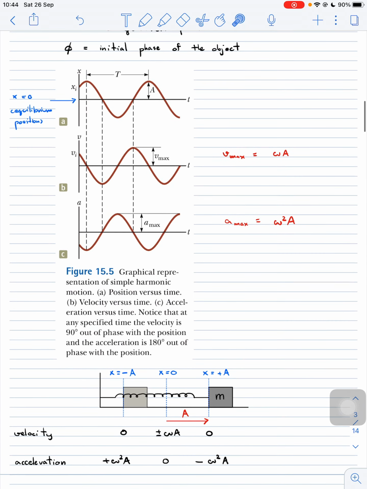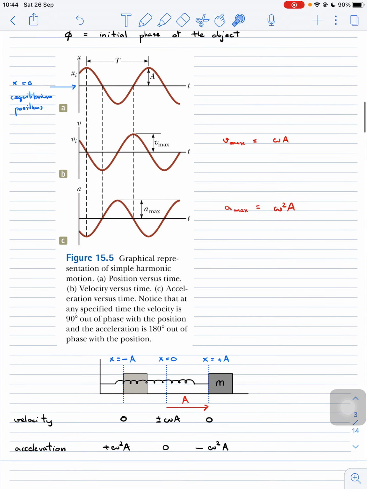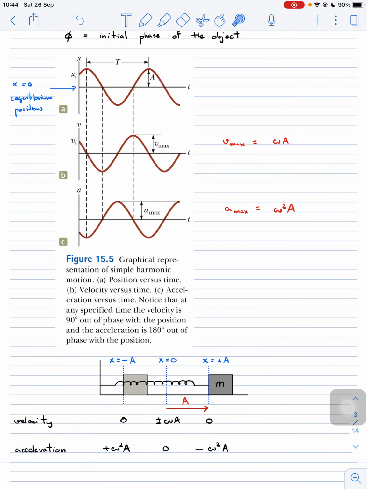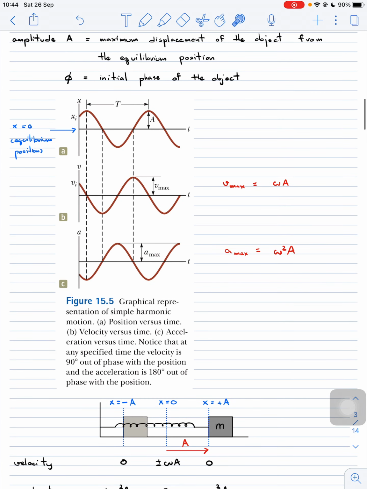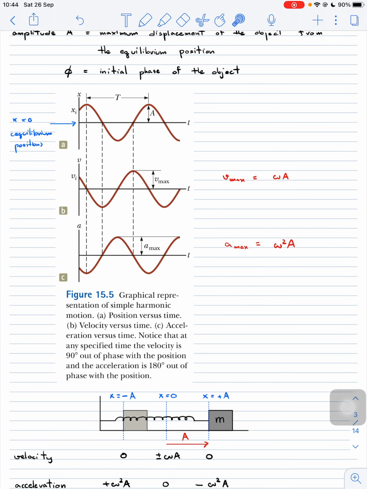What I have explained is described in this graph already. Let me explain one more time. When the object is at the maximum displacement, or the amplitude, at this position, and it's moving to the left-hand side, then after passing the equilibrium position, the speed must be maximum, equal to negative omega times A, because it's moving to the left-hand side, and the acceleration equals 0.